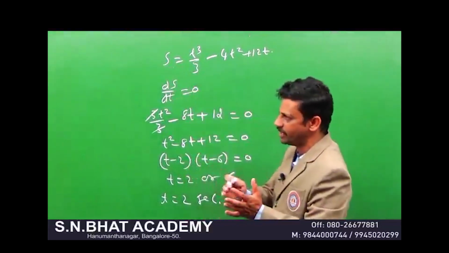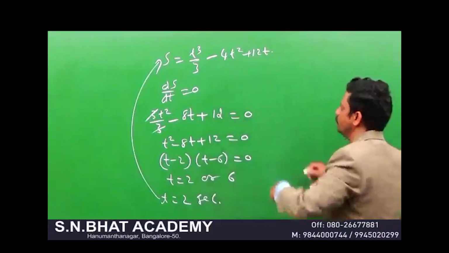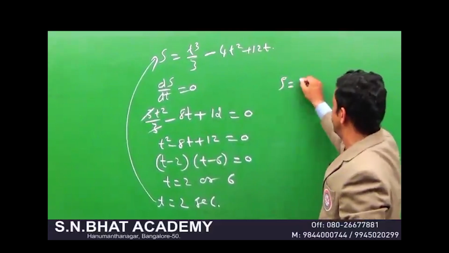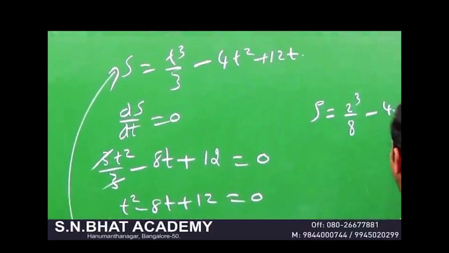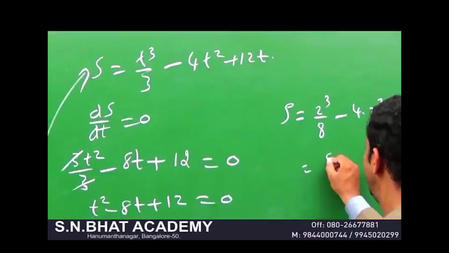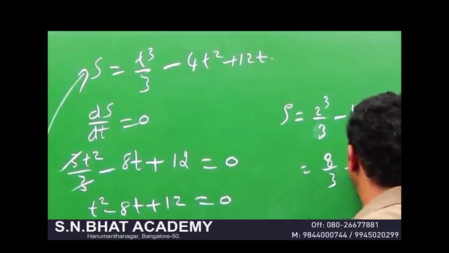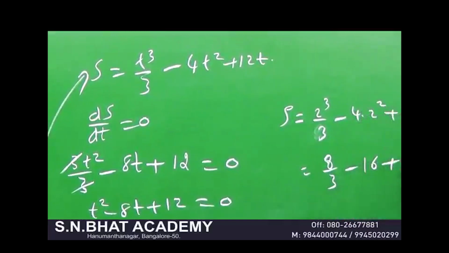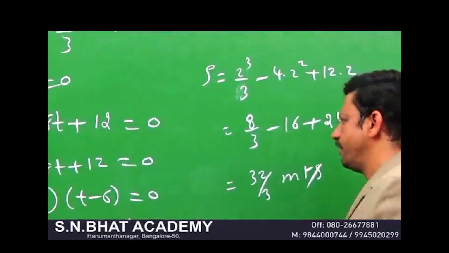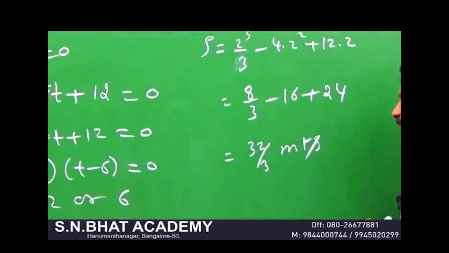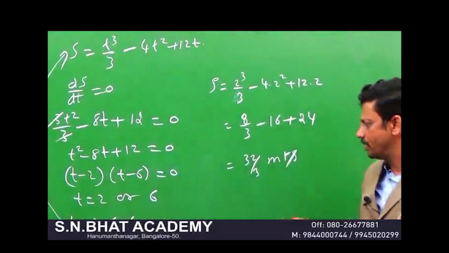And we have to determine the value of S. That means we have to determine the displacement. To determine the displacement, we have to substitute t equal to 2 in S. So when you substitute t equal to 2 in S, you get S equal to 2 cube by 3, minus 4 into 2 square, plus 12 into 2, that is 8 by 3 minus 16 plus 24, that turns out to be 32 by 3 meters. So this is the final answer. So before coming to rest for the first time, the particle travels a distance of 32 by 3 meters. So it is option number 1.